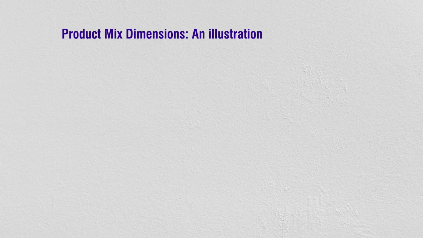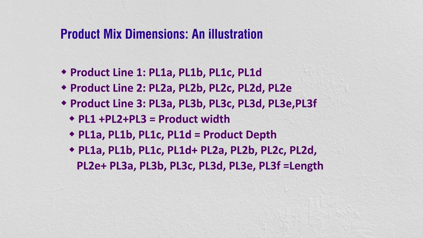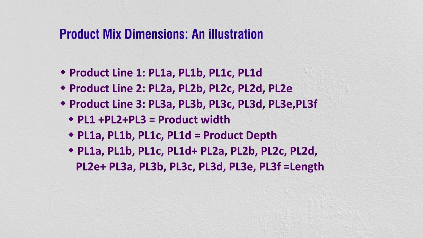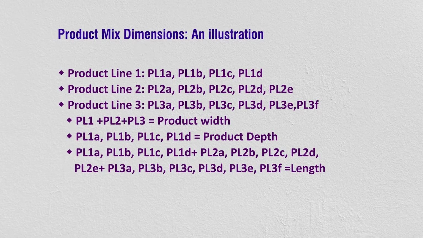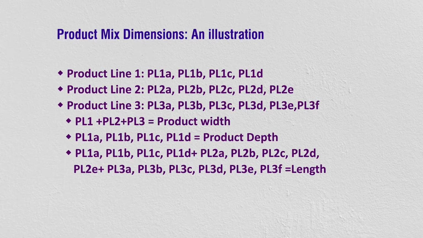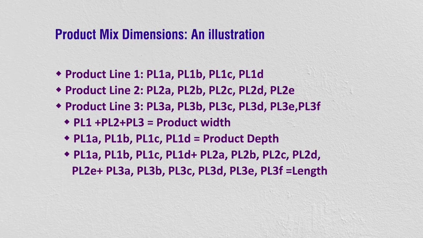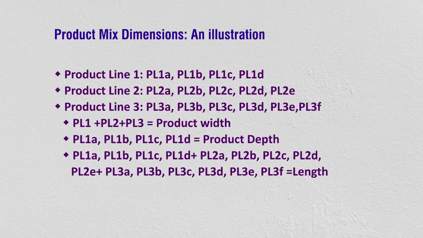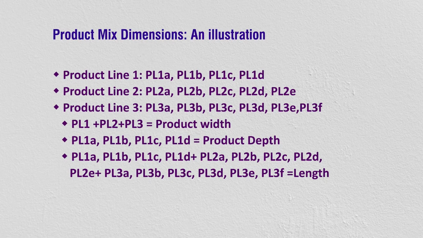Let us see the product mix dimensions again through an example. Suppose there is a company XYZ Limited, offering 3 product lines. Product line 1 may be body care, product line 2 may be cosmetics, and product line 3, for example, food items. In body care they may offer soap, in various variants: lavender, lemon, or creamy base. In this example, product line 1 has 4 product items: PL1A, PL1B, PL1C and PL1D. So one product line, 4 variants, right?